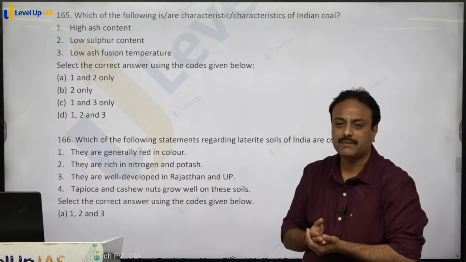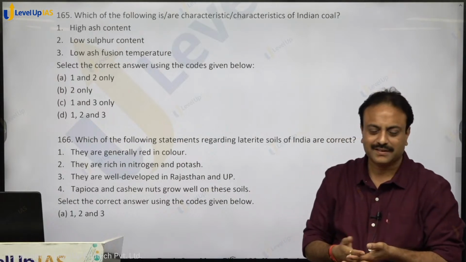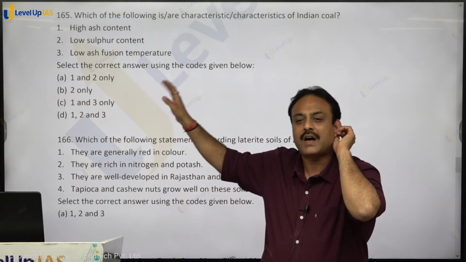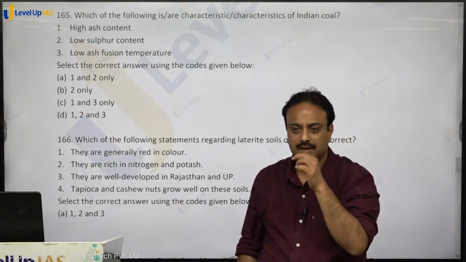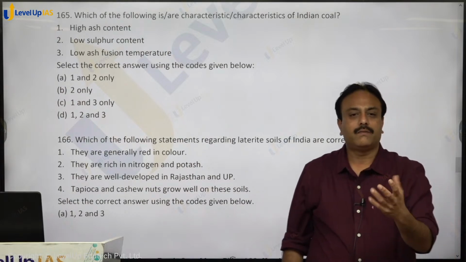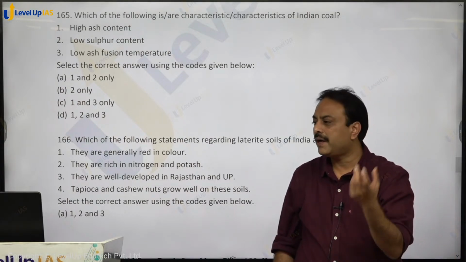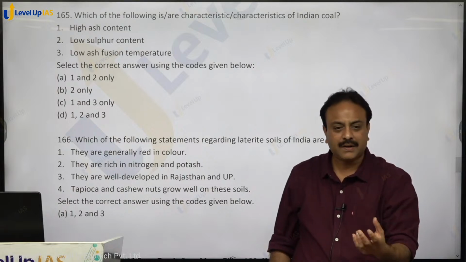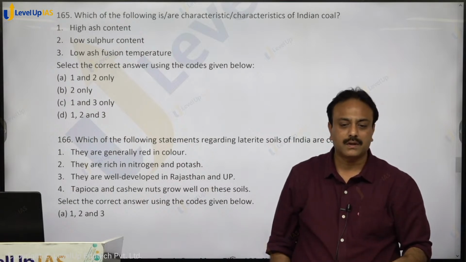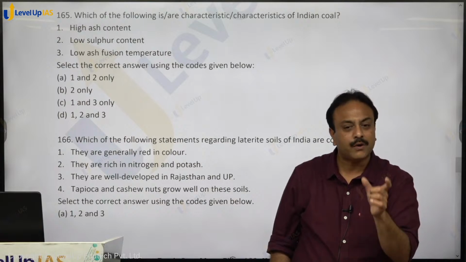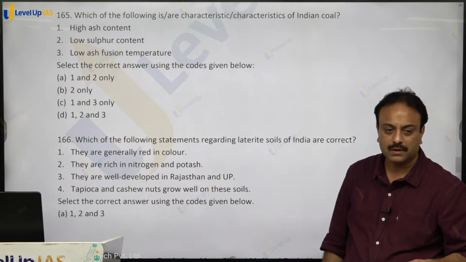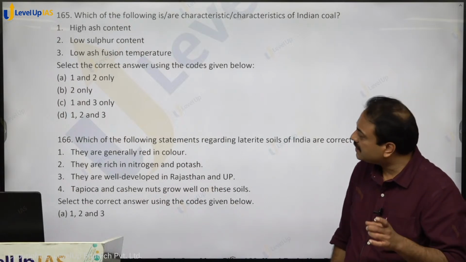What is ash? When we talk about low ash fusion temperature or high ash fusion temperature, what do you mean by that? When the coal burns up, ash is left out. Then ash is also heated. It decomposes, it melts down. That is ash fusion temperature, at what temperature ash will melt down. That is high in case of Indian coal. So third is wrong.